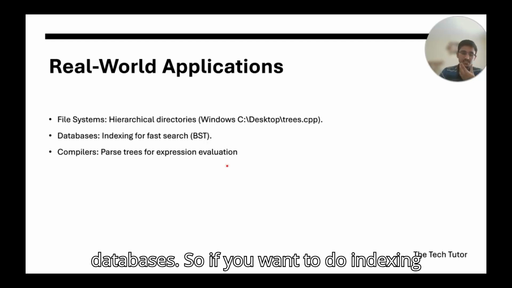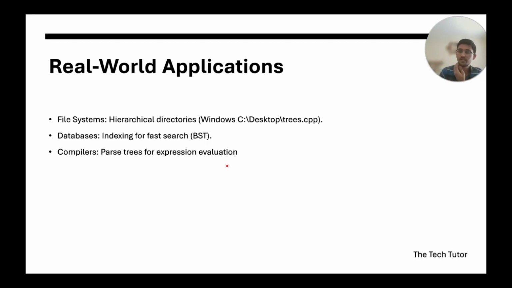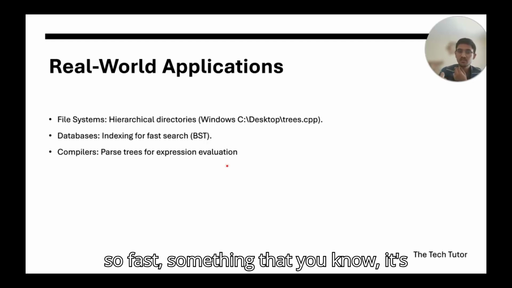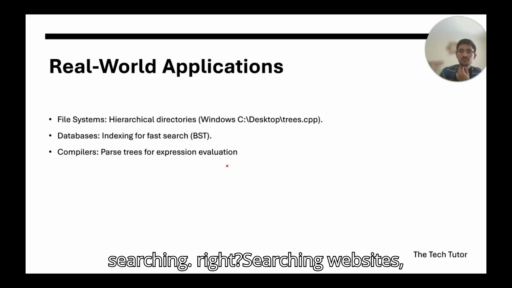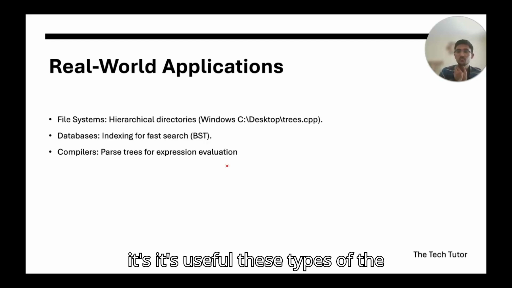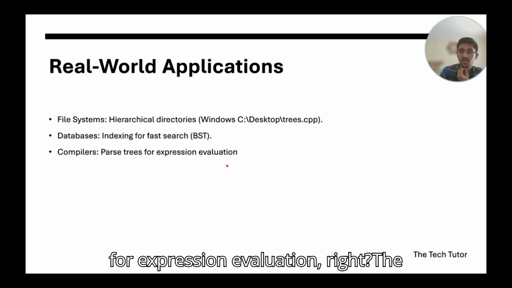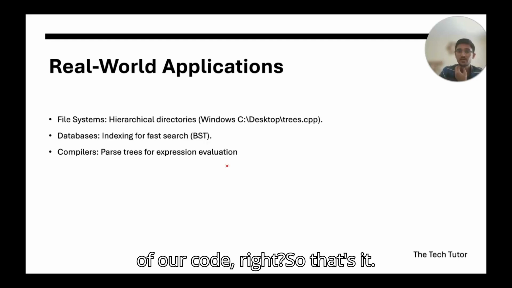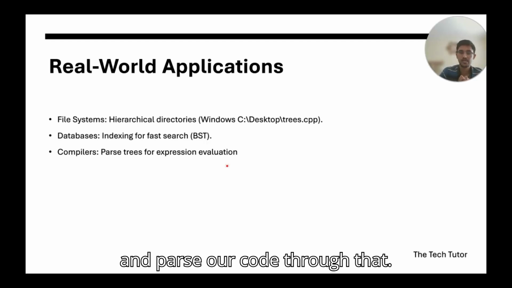Then databases. If you want to do indexing for a fast search, like on an Amazon website, how you search something and it just shows up so fast, something really close to what you were actually searching for. All these searching websites, trees are useful there. Compilers use parse trees for expression evaluation, if the compiler needs to evaluate the syntax of our code. It uses the syntax rules and parses our code through that.